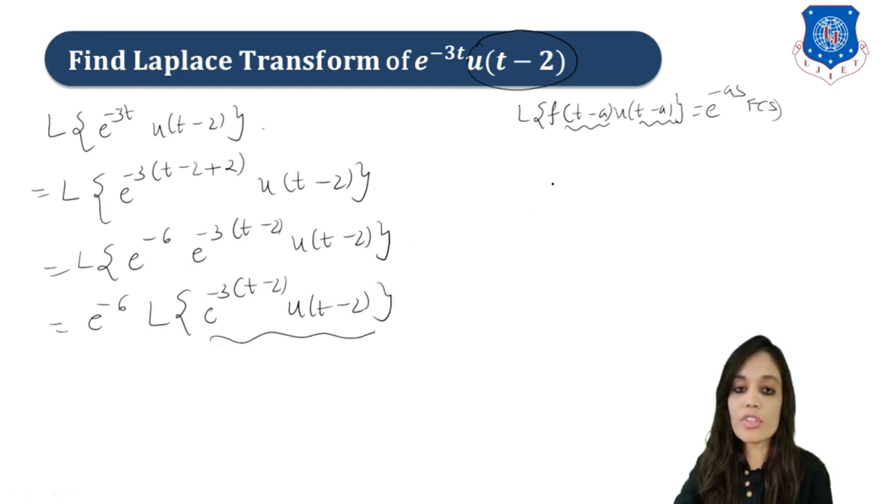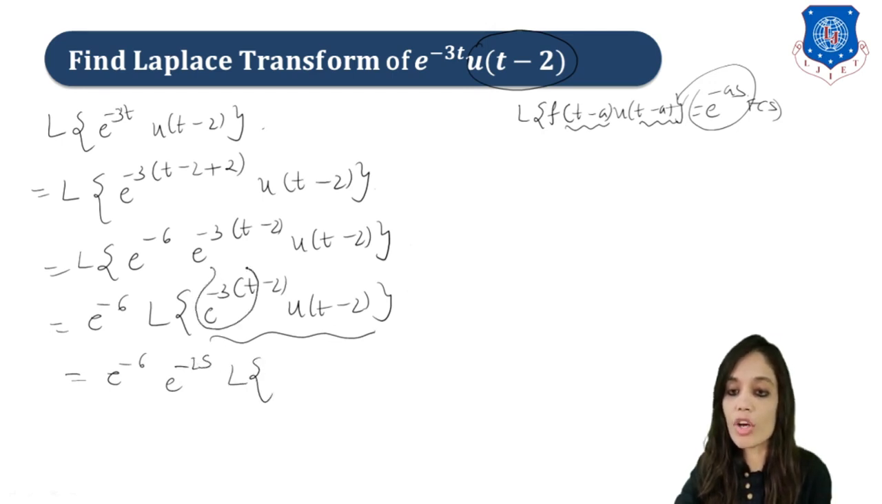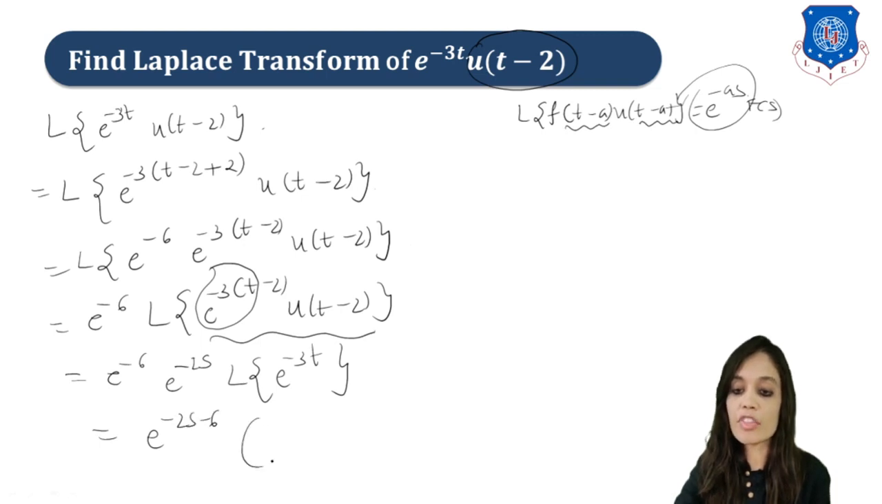Now you can see this function is in this form. So answer will be what? E raised to minus as, but here our a is 2. So e raised to minus 2s. F of s means Laplace of, here our f of t is what? E raised to minus 3t. Right? So just we have to find the Laplace of this and we are done. So final answer is e raised to minus 2s minus 6 into Laplace of this, that is we know 1 upon s plus 3. So this is our final answer.